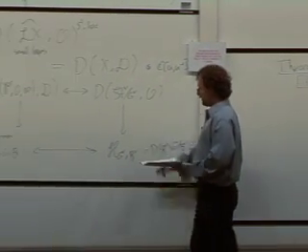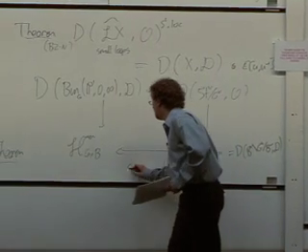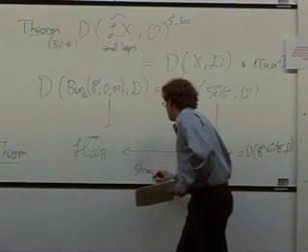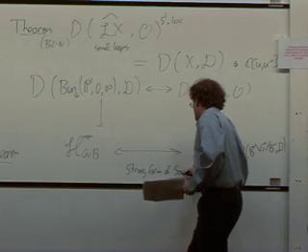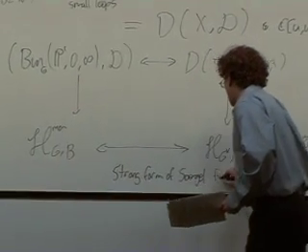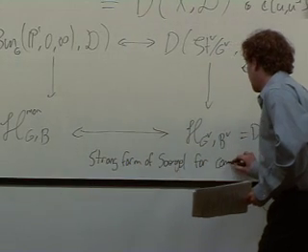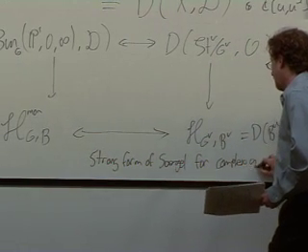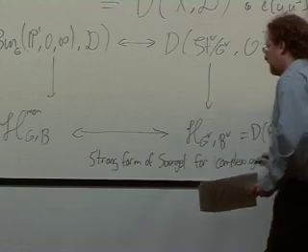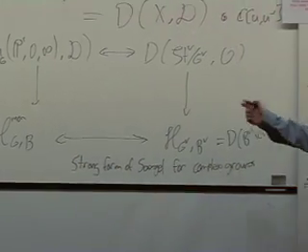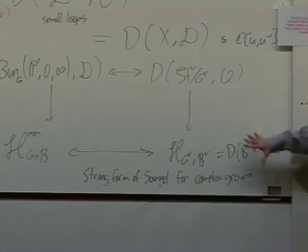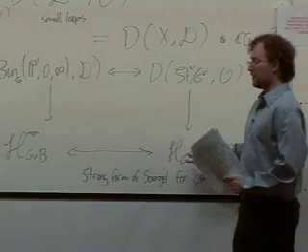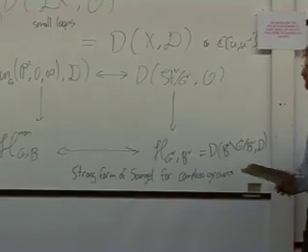This result is actually a strong form of Soergel's conjecture for complex groups. So Soergel proved his conjecture in the case of a complex Lie group, and he gave an equivalence between these two sides, but he didn't have a canonical characterization of it. So this gives a canonical version of the Soergel conjecture for the case of complex groups.